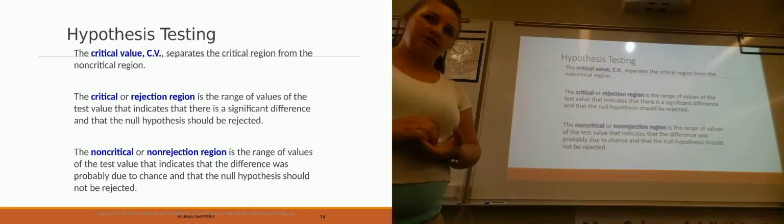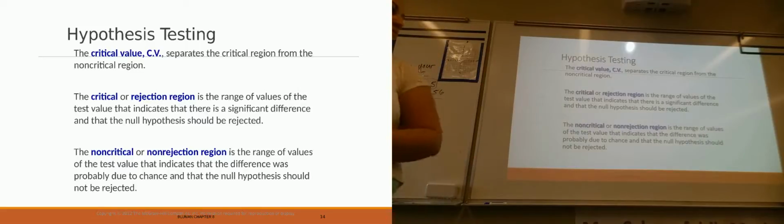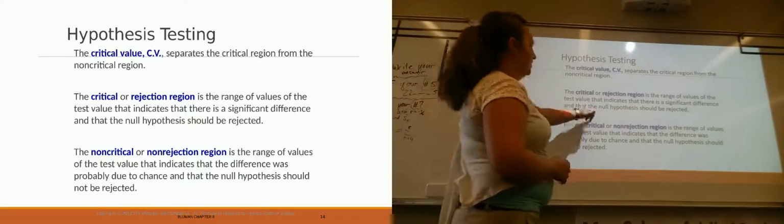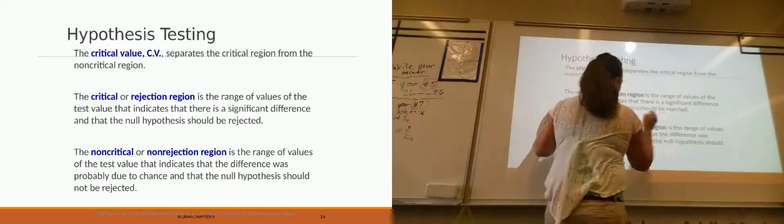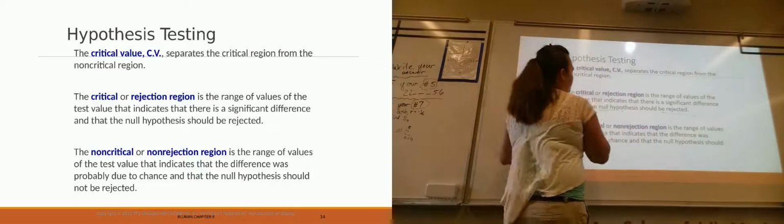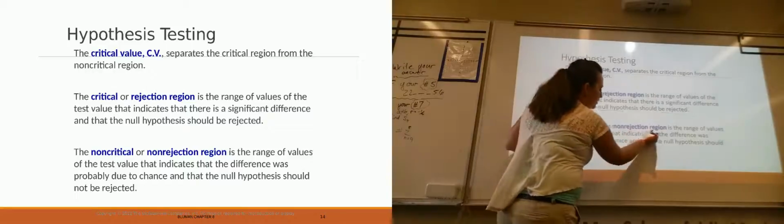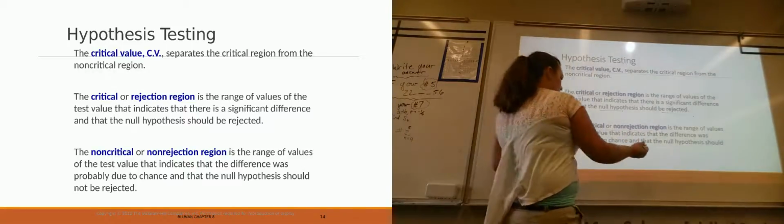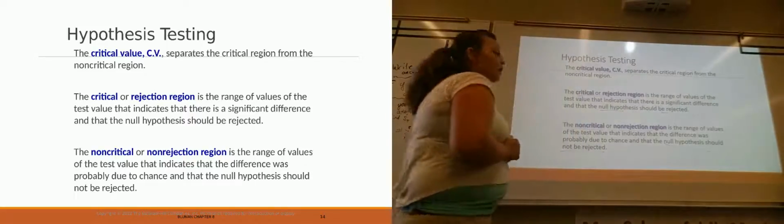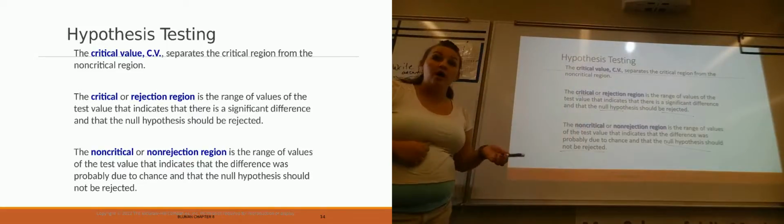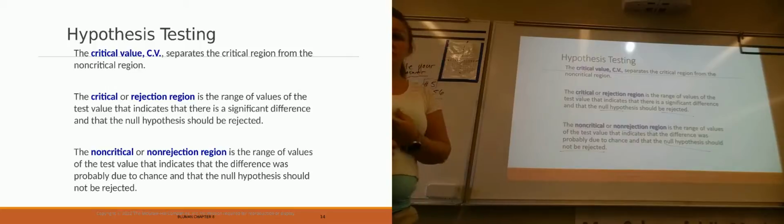Non-critical, we're not going to reject it. Critical, we're going to reject it. Yep, null is rejected. So basically, null is rejected for critical or rejection. Non-critical and non-rejection, null should not be rejected. We can't say that it's true, but what we're going to say is that we don't reject it.